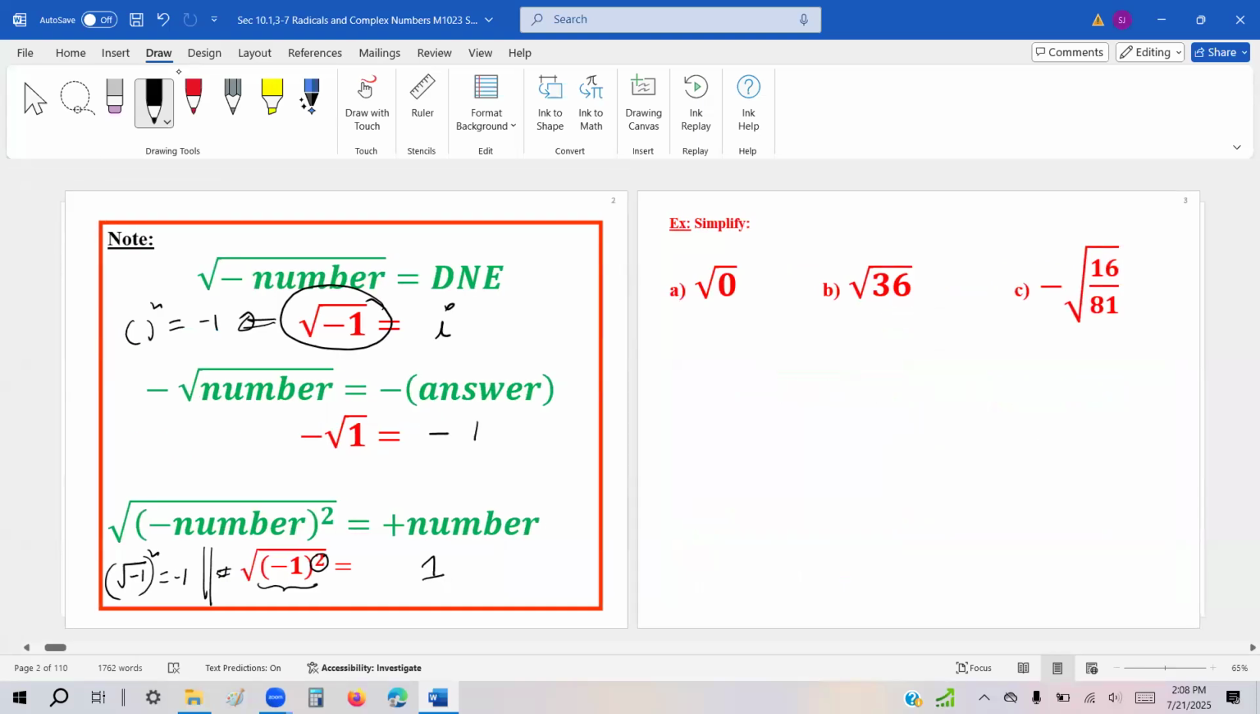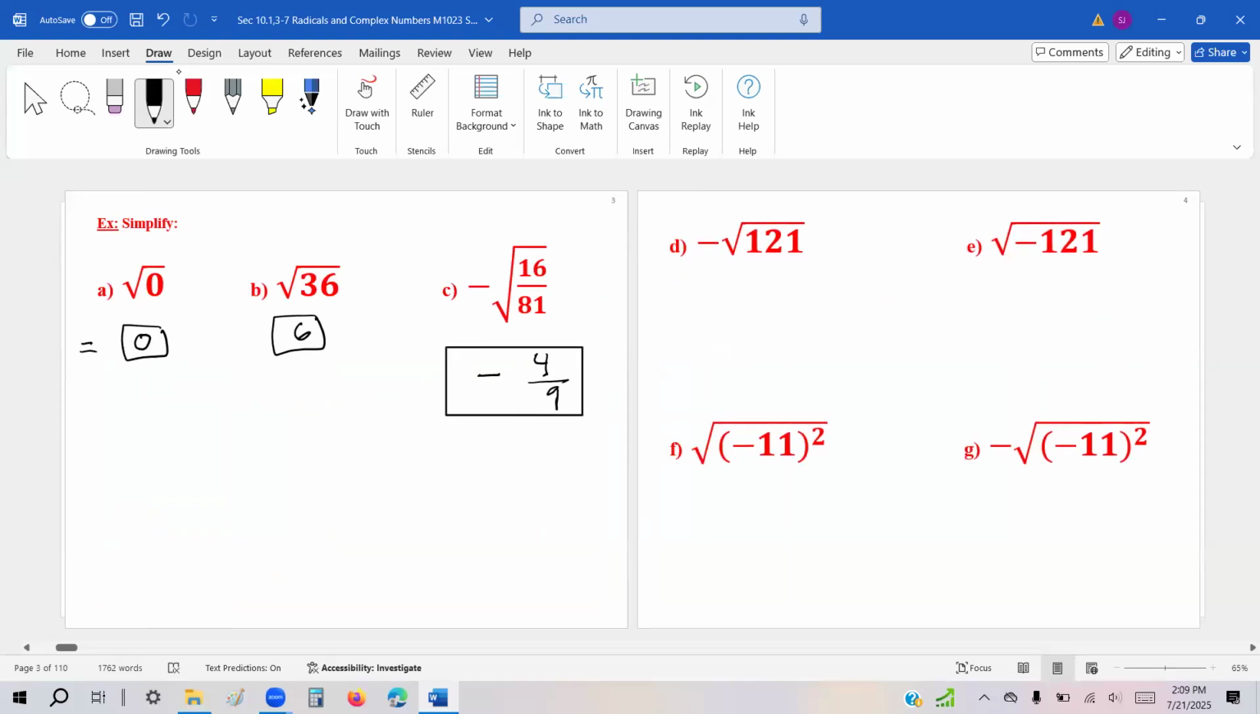And then we went over some examples based on exponent rules. What is square root of 0? 0. What is square root of 36? 6. What is negative square root of 16/81? -4/9. You already have all of these in your notes. We went over this last class, so I'm going over them again real quick. And then negative, based on inside or outside, we get two different answers.